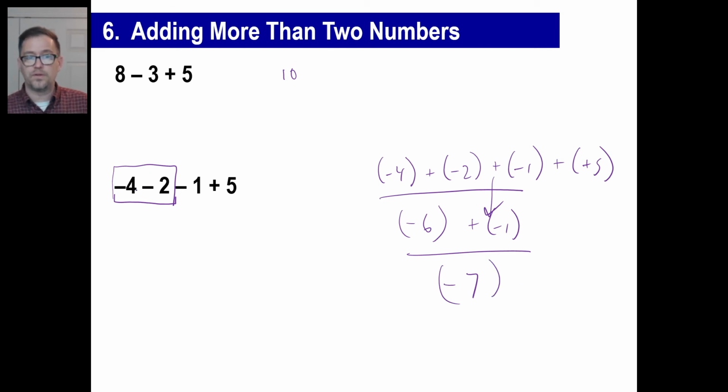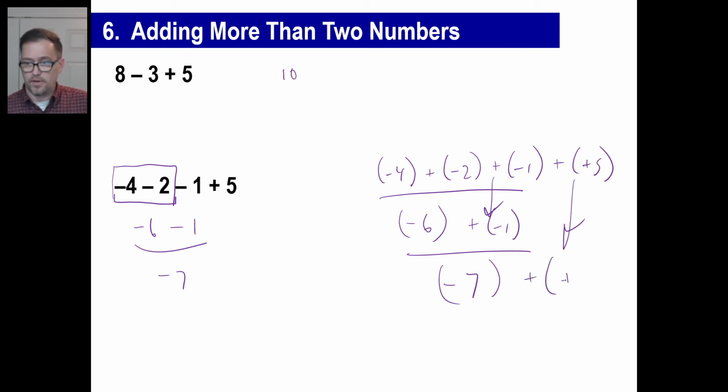Okay, and we could have been doing this on the left as well. Negative 4 minus 2, negative 6. Negative 6 minus 1, negative 7. It's the same thing. You're adding numbers. You can call it negative 6 plus negative 1, or you can call it negative 6 minus 1, same thing, whatever. Now let's go ahead and bring down the 5.